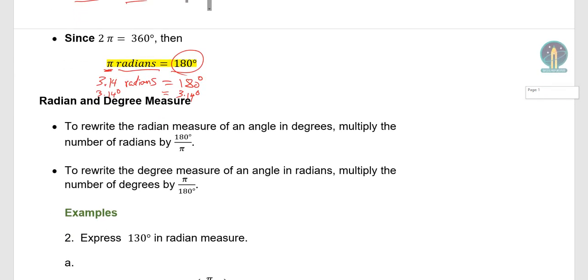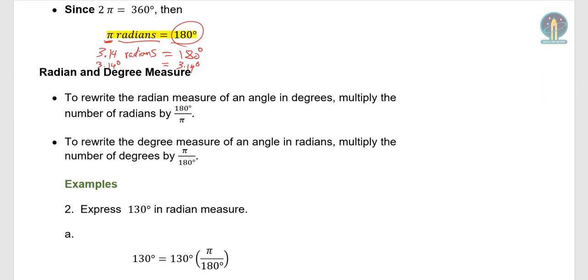Radian and degree measure. To convert or rewrite the radian measure of an angle in degrees, basically converting between radians and degrees and vice versa, multiply the number of radians by 180 degrees over pi. So why is that? We just said that pi radians is 180 degrees. So 180 degrees over pi radians is 1. These two have the same value.